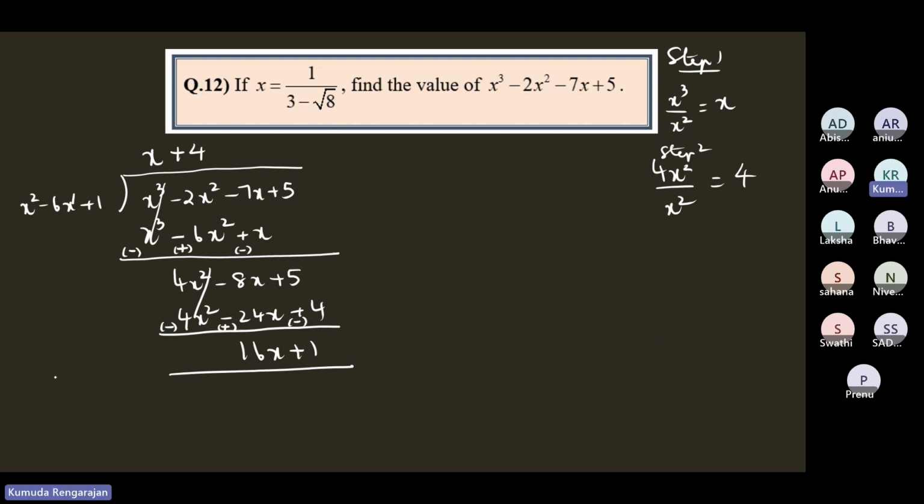Now we apply this is how we do the division. Now we apply the division algorithm. Dividend, this is the dividend: x cubed minus 2x squared minus 7x plus 5. The dividend is equal to the divisor, x squared minus 6x plus 1, into the quotient, plus the remainder.